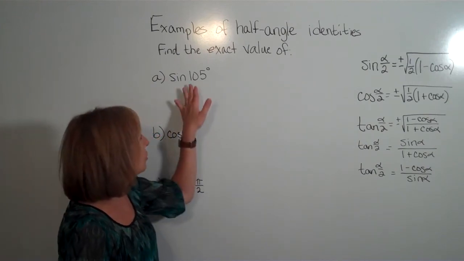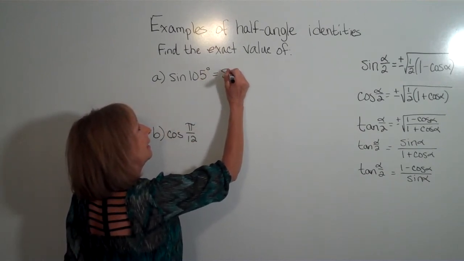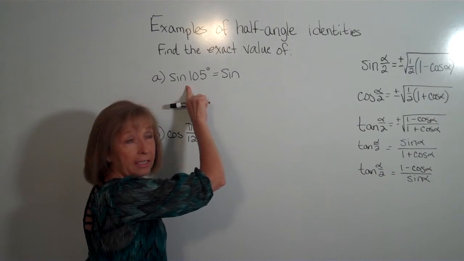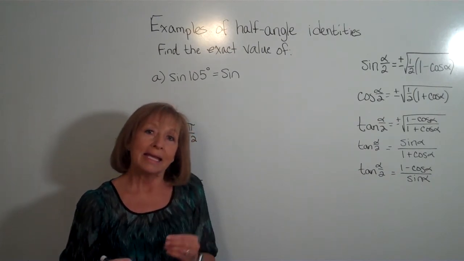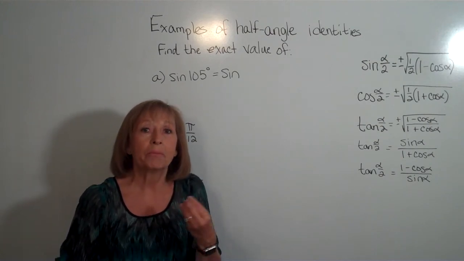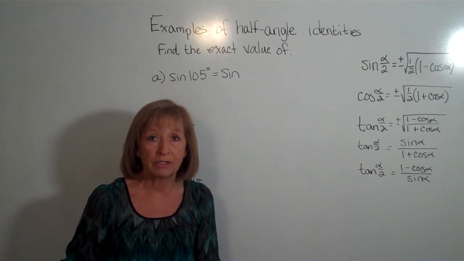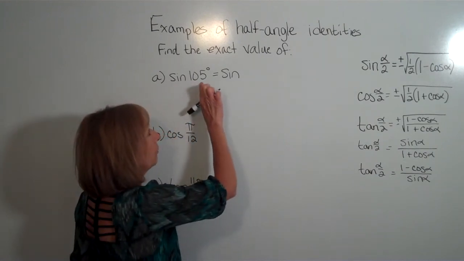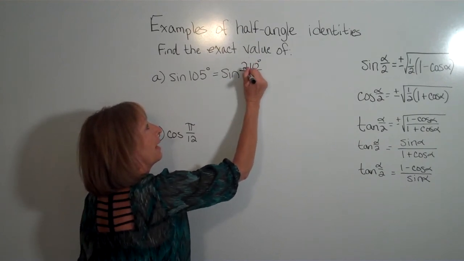So what I want to do here is write this as the sine, still using the same trig function, and replace 105 degrees with something that means the same thing as 105 degrees but brings in an angle that I would be able to find the exact value of the trig ratio for. So I'm going to rewrite 105 degrees as 210 degrees divided by 2.